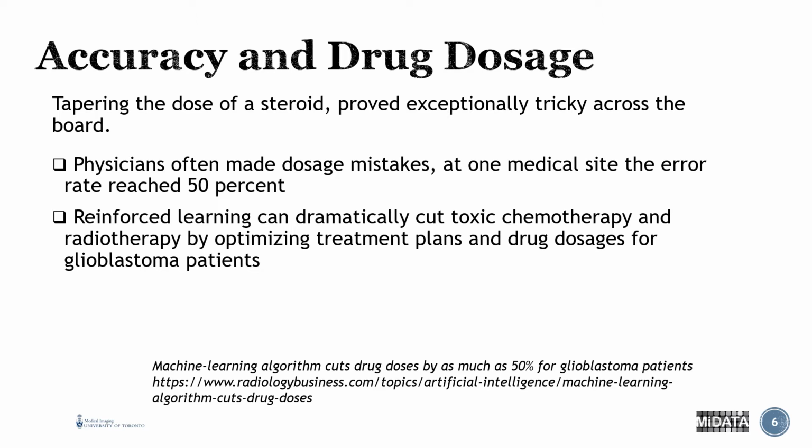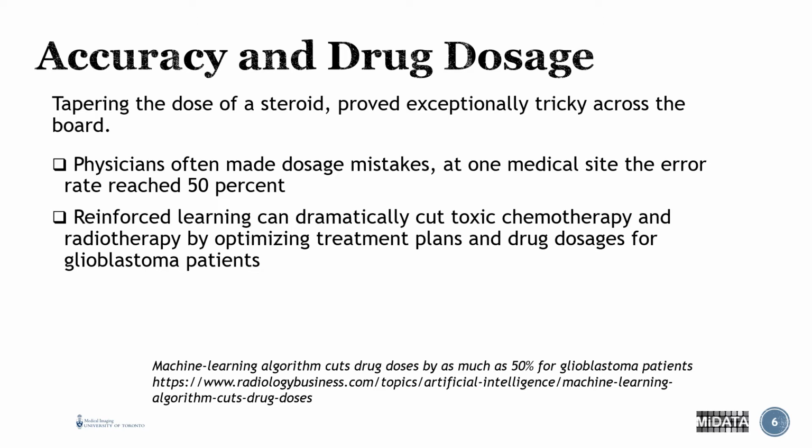And in order to reduce the swelling and the edema in the brain, corticosteroids are used. The problem, though, is there's this tricky balance of how much corticosteroid to use and when to use it, so that you don't have ill effects or comorbidities due to the corticosteroid usage. So this is an example where physicians often make dosage mistakes. There was a study, and at one medical site, obviously probably an outlier, the error reached 50%.